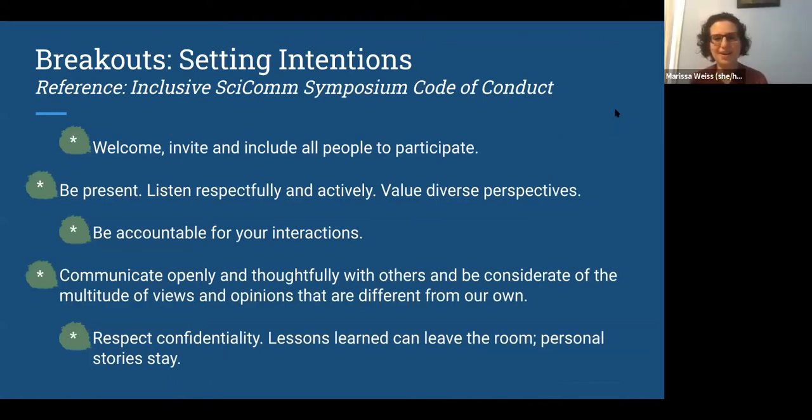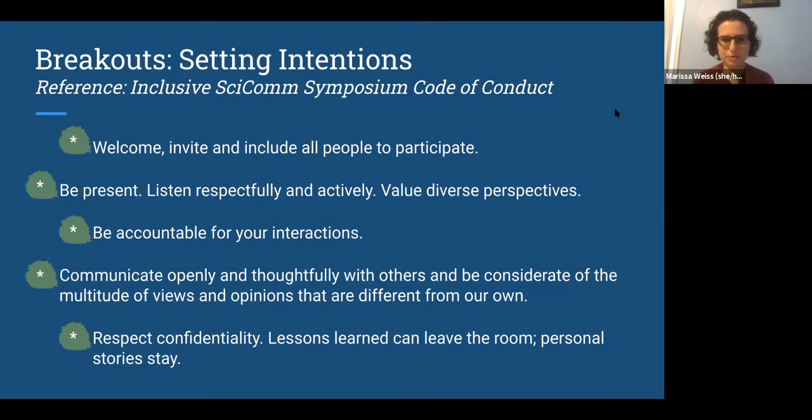Thanks. So we've arrived at our first breakout and our first interactive session, where we'll be exploring the questions that Temis set up in a bit more detail. In preparation for going into our breakouts, I just wanted to briefly set intentions and amplify the code of conduct that Sunshine mentioned that we've all agreed to in preparation for being here.